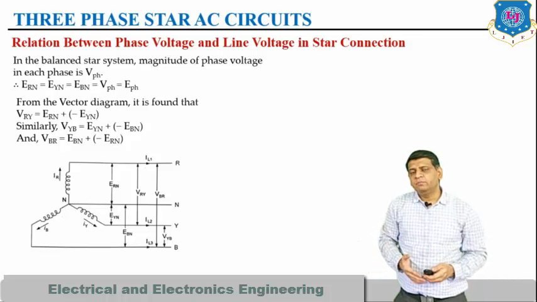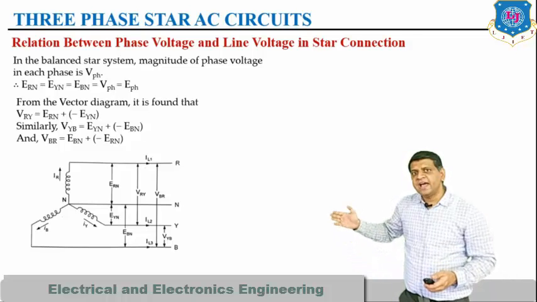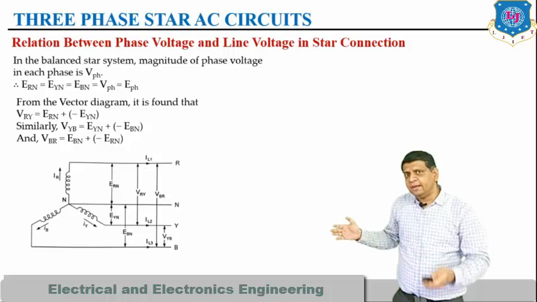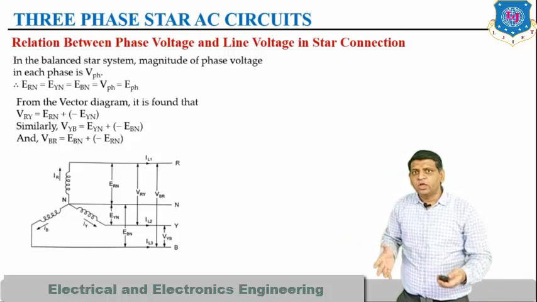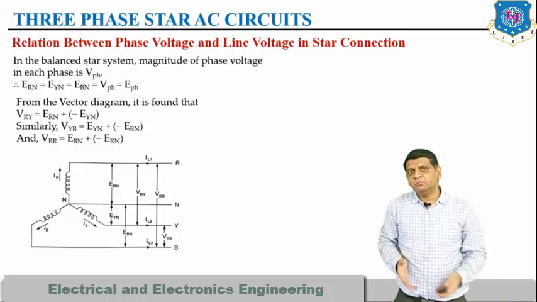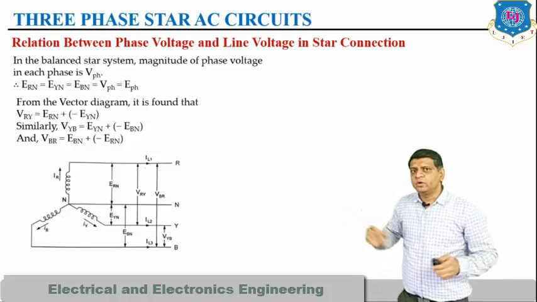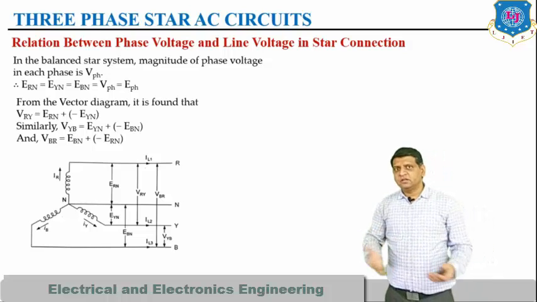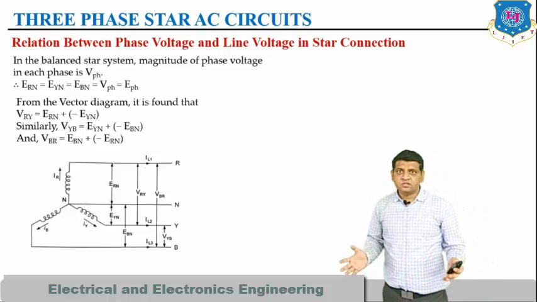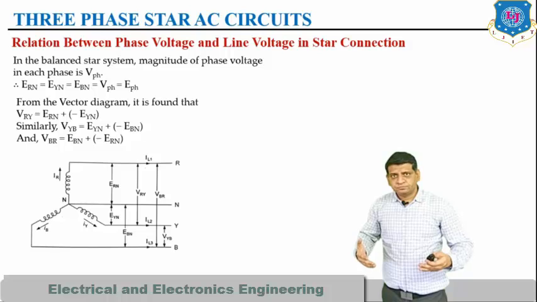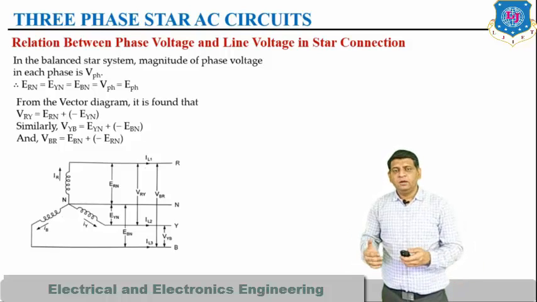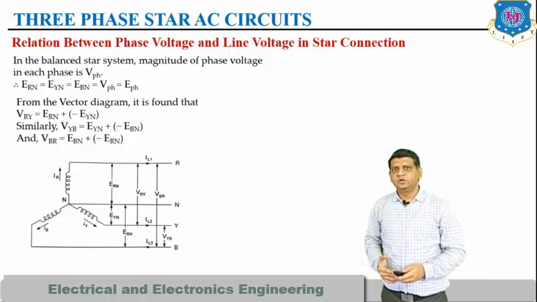Same way, if I'm looking for VYB, that is equal to EYN minus EBN. If I'm looking for VBR, that is nothing but EBN minus ERN, right? So that way you can find them. Now since this is a vector quantity, this is not a straightforward summation or subtraction, but we have to use the magnitude of this.